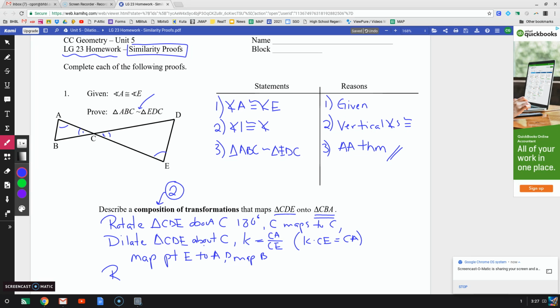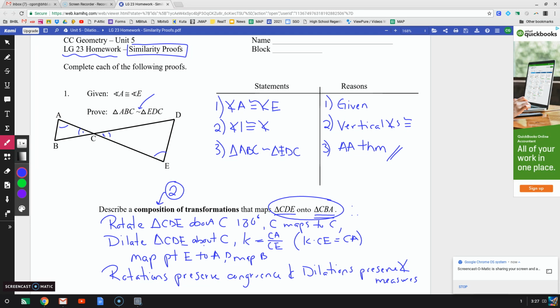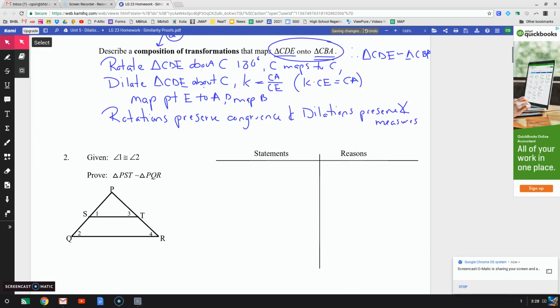Now, since rotations preserve congruence, and my dilations preserve my angle measures, my triangles are going to be similar. So triangle CDE similar to triangle CBA. Sorry about the handwriting, my stylus is awful. You can make fun of me later.